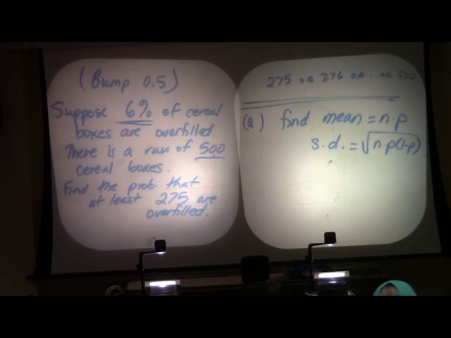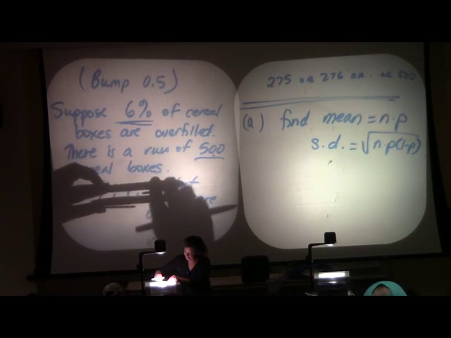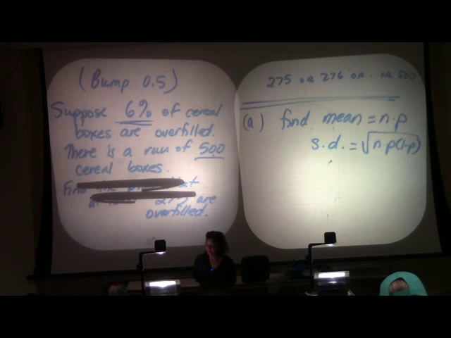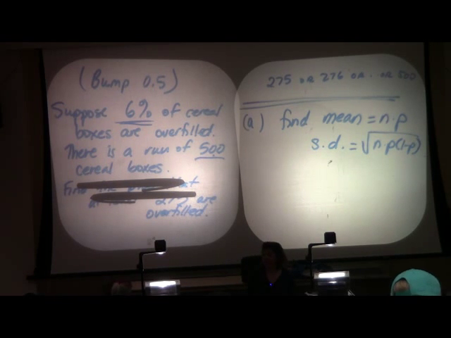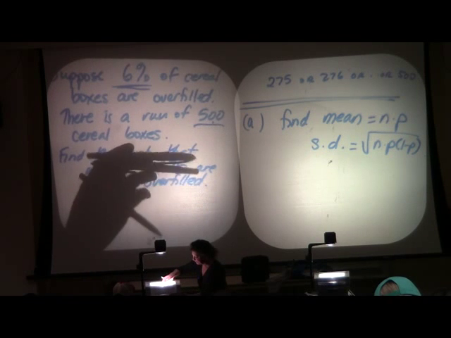Now, if I didn't tell you this was binomial, and I just gave you the scenario up to here, in other words, I said, hey guys, 6% of cereal boxes are overfilled, there's a run of 500, find the mean, you would know it's binomial because this is the only information you're actually given. How else would you know it's binomial? Because I'm asking you to compute the standard deviation, aren't I? And I already told you that the only time I'd ask you to find one of those lucky standard deviations was on that quiz. Okay? So, we can definitely find our mean and our standard deviation.